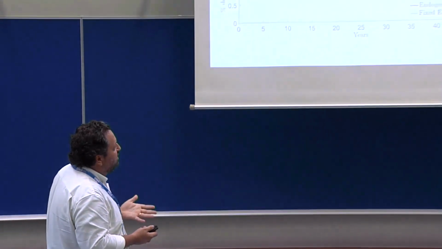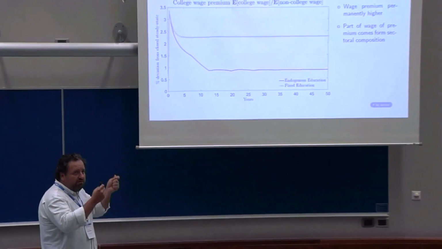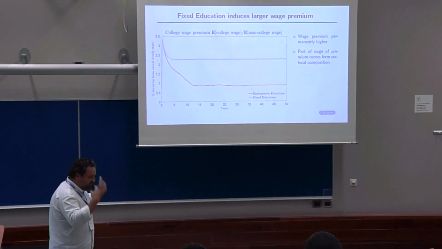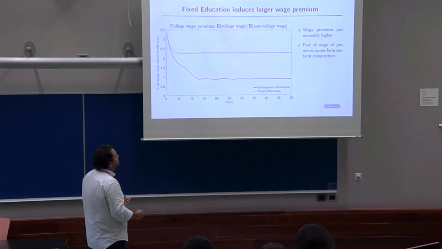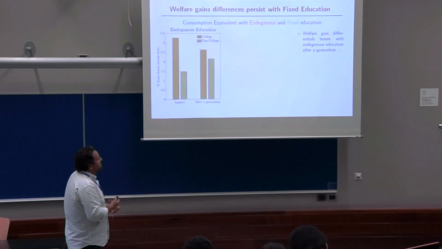You know, this is something that you would expect. In the model with endogenous education, there's a larger drop after the large increase in the wage premium. Afterwards, there's like a large drop in the wage premium as people go more and more to college. That doesn't happen in a fixed education model.